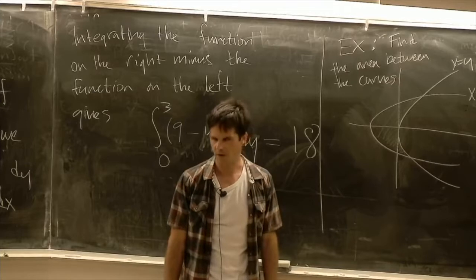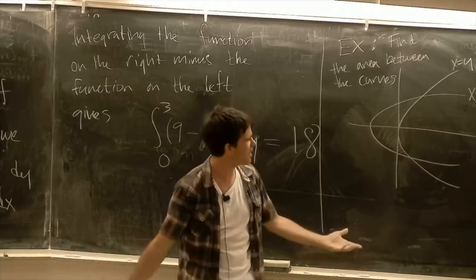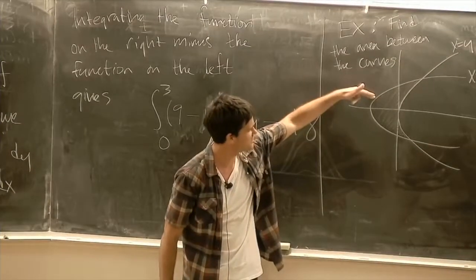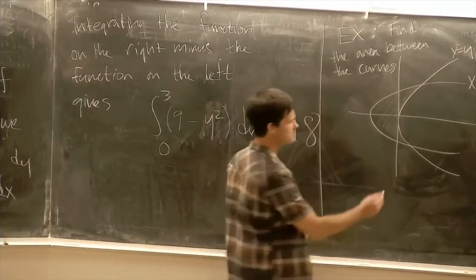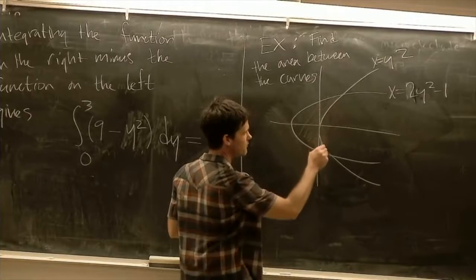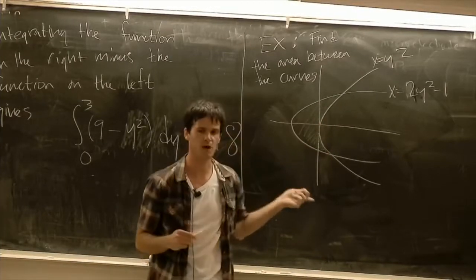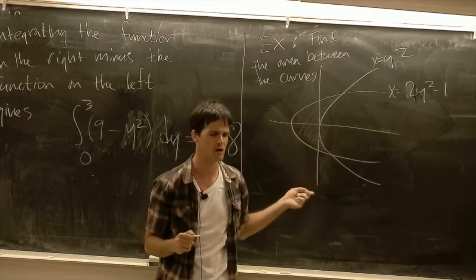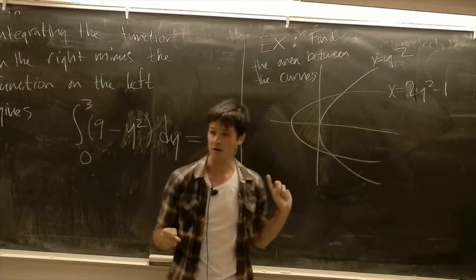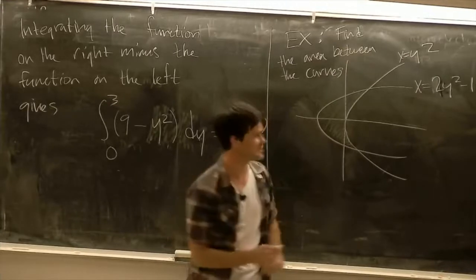We run into a couple problems. For one, what's the function on top? It kind of looks like it's this function, except over here, this part's on top. In fact, there's multiple function values here. So we have a serious problem in even saying what the function on top is for this region. There's a name for that. We would say that this is not vertically simple.